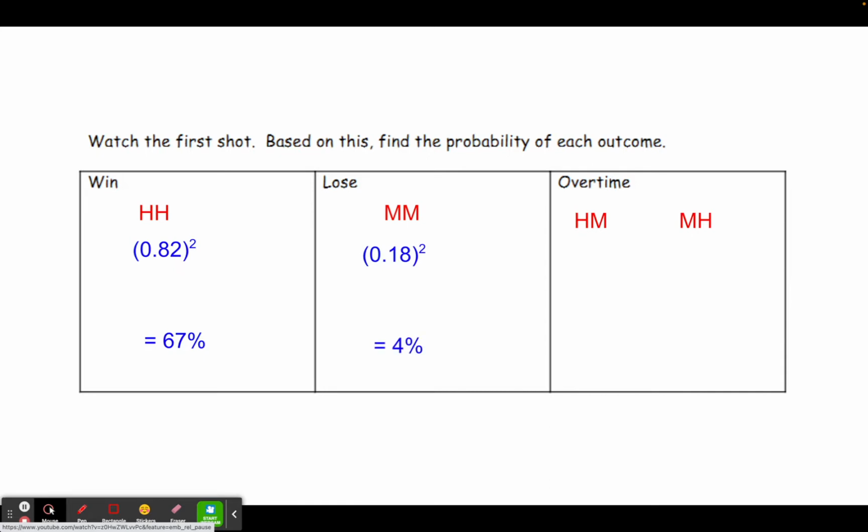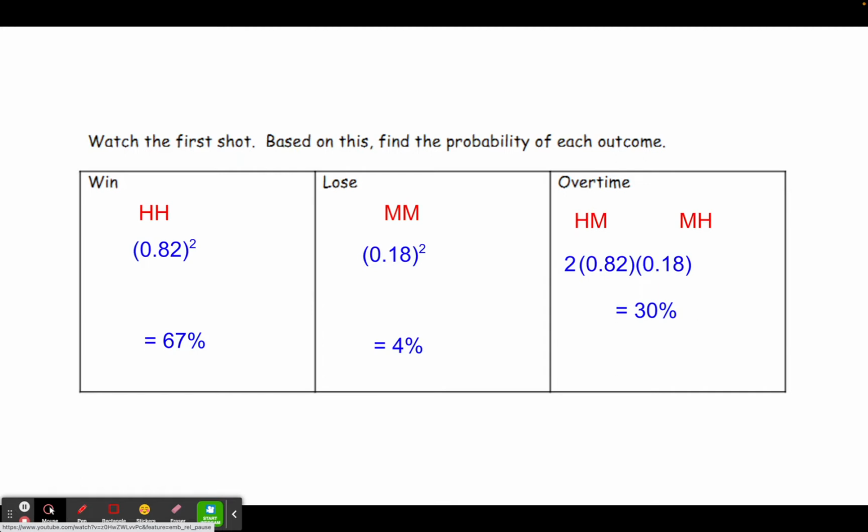Now, hit and miss, we need to multiply 0.82 times 0.18. And there are 2 different ways that that can happen. So I'm going to multiply that together and then multiply by 2. And that would give us a probability of about 30%. Now, notice here, if I add together 67, 4, and 30, I am actually at about 101%. And that's round off error. It doesn't mean that we rounded wrong. It just means that because we rounded up in more cases than we rounded down, our percentages worked out to be a little too high, but that's okay.